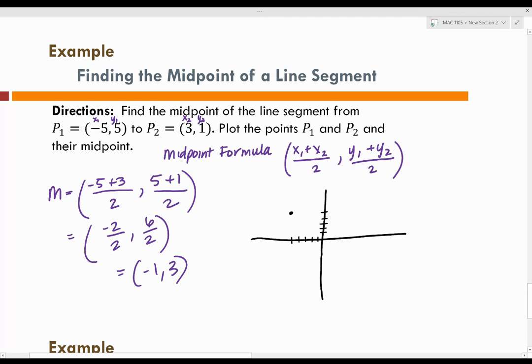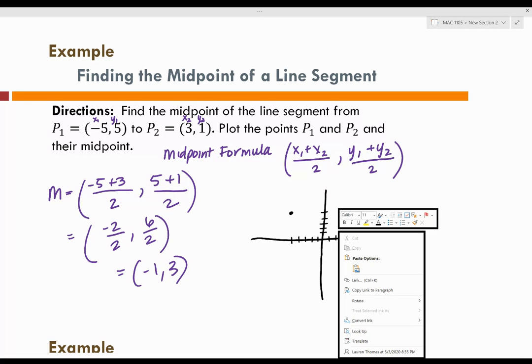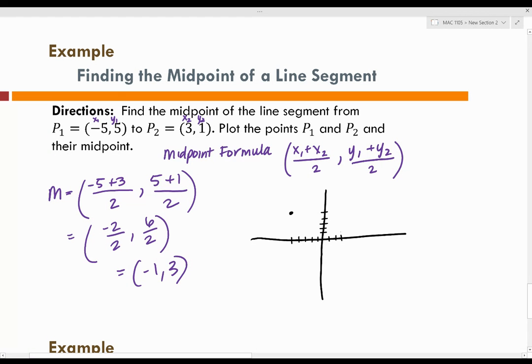All right, I'm going to plot P2. That coordinate is (3, 1). Since x is positive, I'm going to move to the right: 1, 2, 3. And y is positive, so I'm going to go up 1. And then I'm going to go ahead and plot that midpoint, which we found was (negative 1, 3).